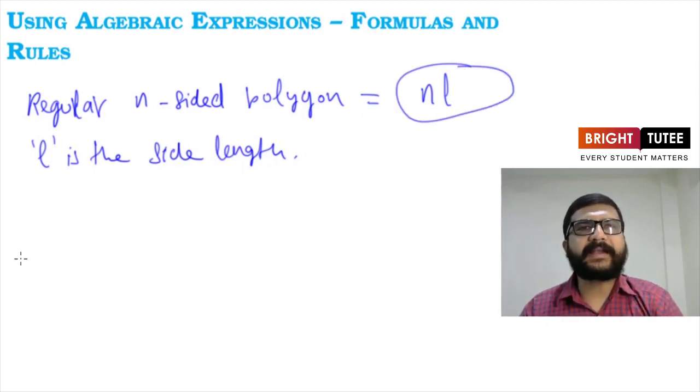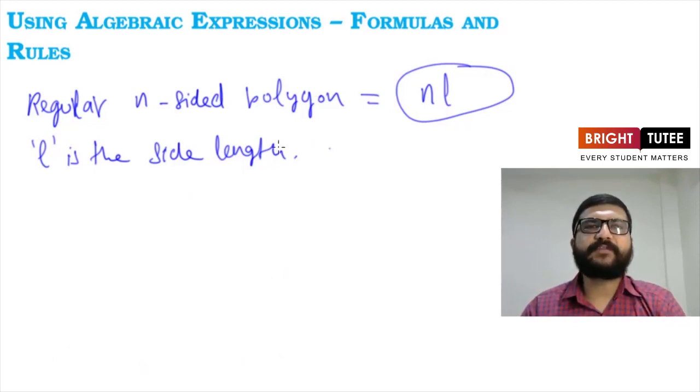Suppose we have a regular pentagon, then it will be 5L, because a pentagon has 5 sides, and L is the side length of the pentagon. Suppose we have a hexagon, then it will be 6L, because the number of sides in a hexagon is 6. Similarly for heptagon and octagon, it will be 7L and 8L respectively. So this is how we can use algebraic expressions for the formulas of perimeters.